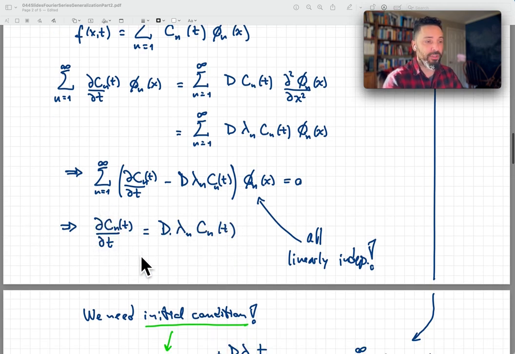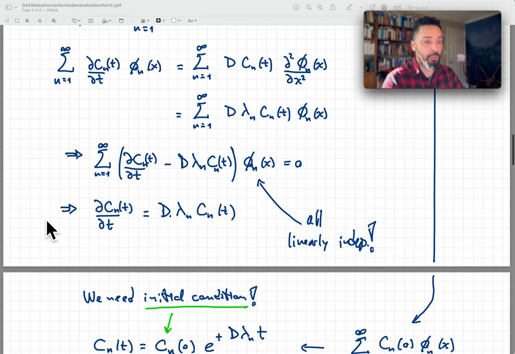And so now we have a very simple differential equation. It's a first order differential equation. It's an ordinary differential equation. Even though I'm writing partial derivatives here, there's only one variable that appears in the problem. This is just time. And so all we need is the initial condition.